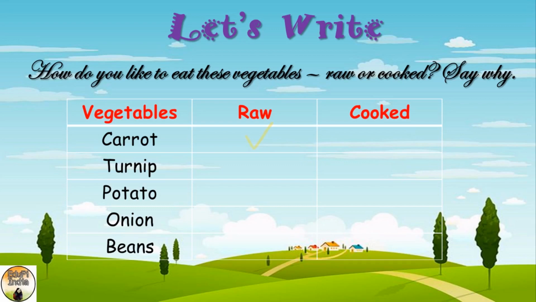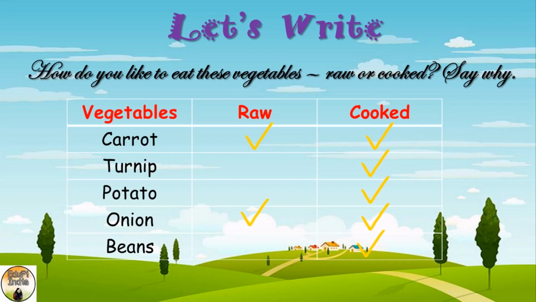So we can eat carrot in raw form as well as after cooking. Next one is turnip. We eat turnip in cooked form. Next one is potato. Potato is also being eaten after cooking. Next vegetable is onion. We can eat onion in both raw form and in cooked form. Next vegetable is beans. We eat beans in cooked form.